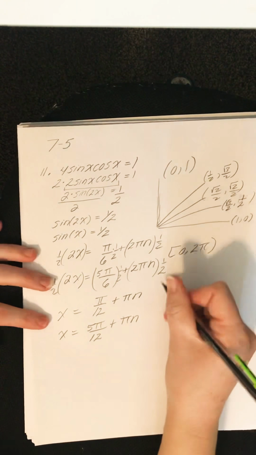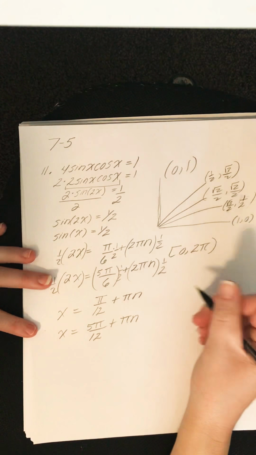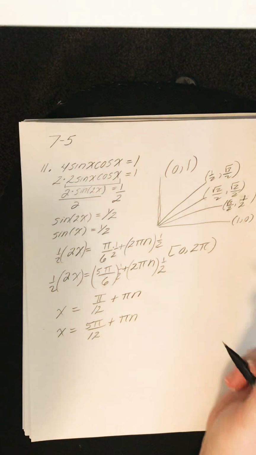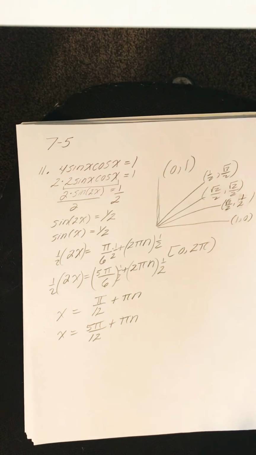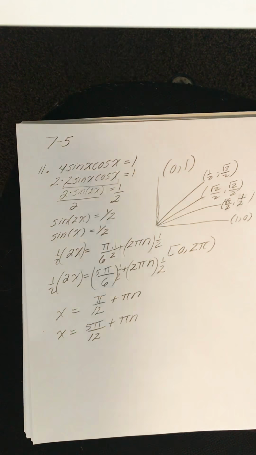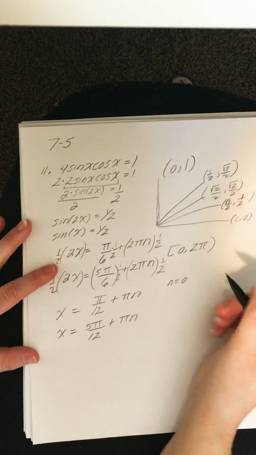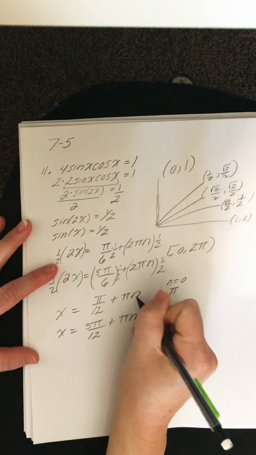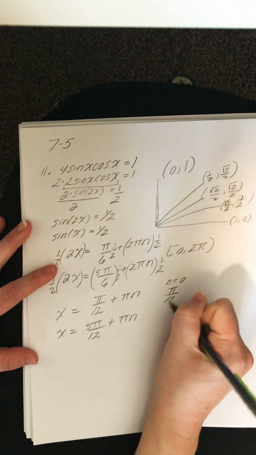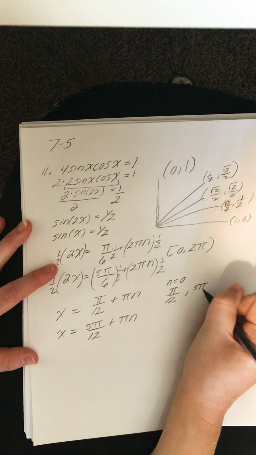Then what I like to do is say, okay, if we're doing it from an interval from 0 to 2 pi, if you do it this way, it just helps you not miss anything, like I've said. Let me just make sure you can still see everything on my video because I kind of moved my chair. Okay, so let's let n equal 0. If n equals 0, we plug in 0 right here and right here, we get pi 12ths, and we also get 5 pi 12ths.